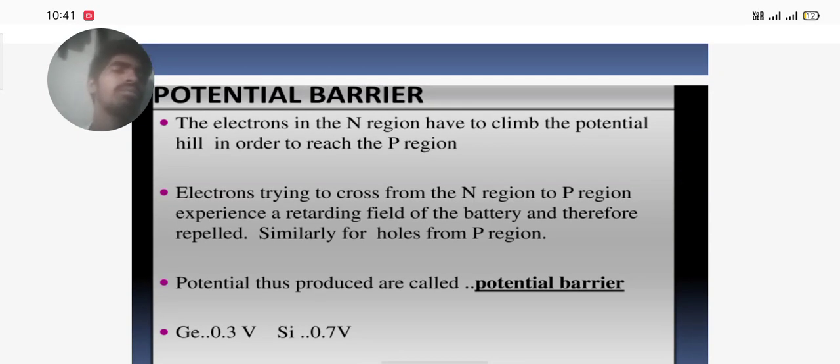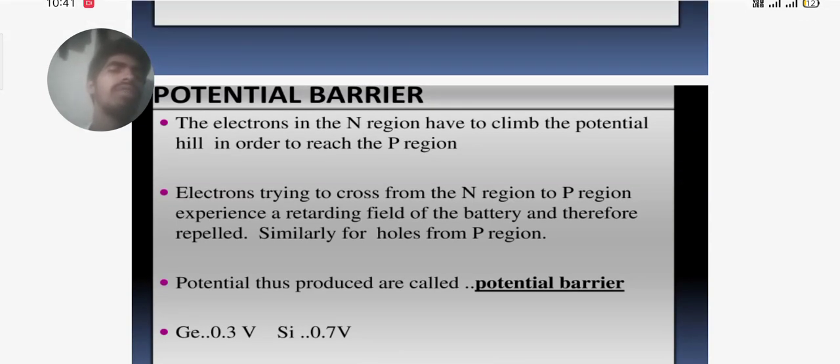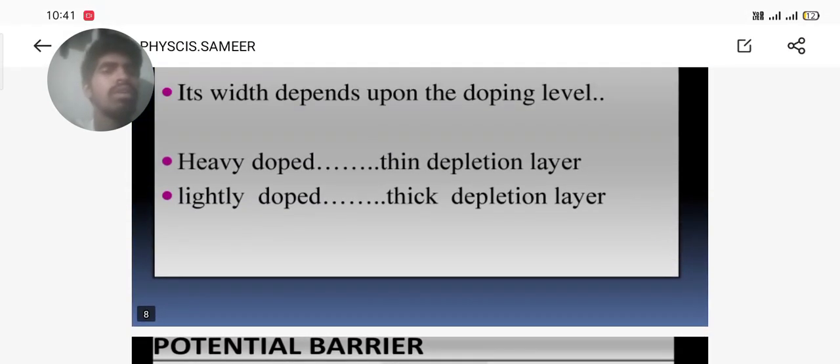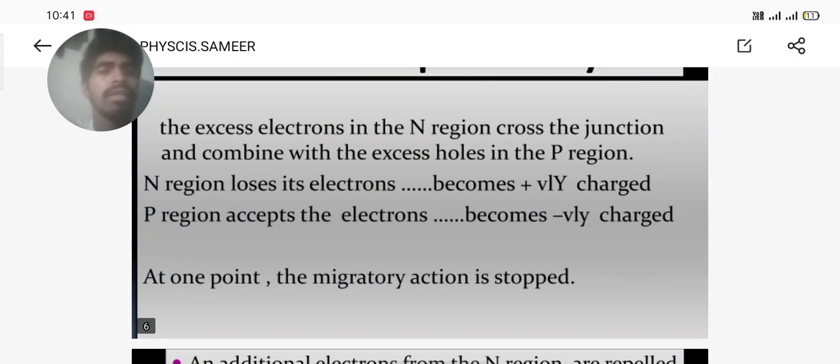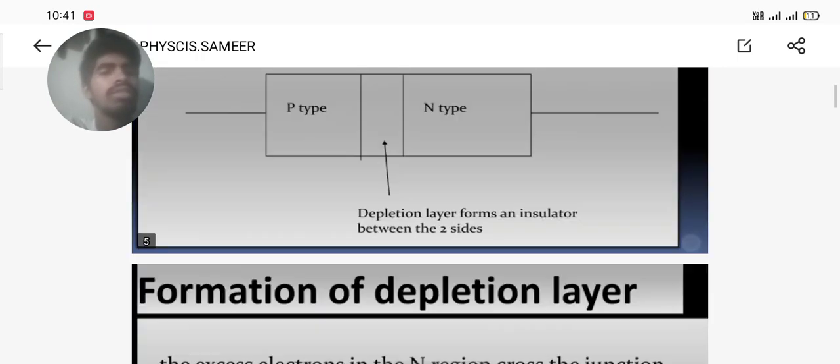And another thing, potential barrier. So that value is given here for germanium and silicon. Germanium is 0.3 volts and silicon is 0.7 volts. And we have to remember heavily doped gives a thin depletion layer, lightly doped gives a thick depletion layer. N region loses its electrons and becomes positively charged, P region accepts the electrons and becomes negatively charged.